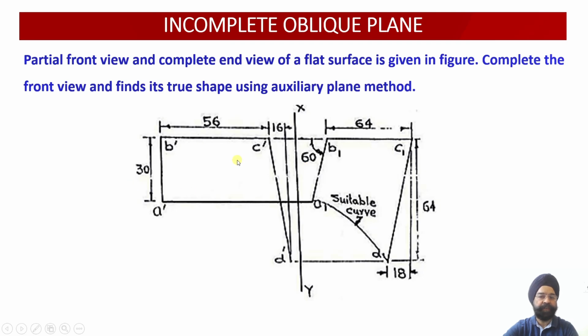So this is the front view, this is the top view. So using the auxiliary plane method, two things we are going to carry out. First, determine the true shape of this lamina which is involving straight edges and one curved edge. Second thing, we are going to complete this missing curved section over here using the auxiliary plane method. So basic fundamentals, they will remain same.